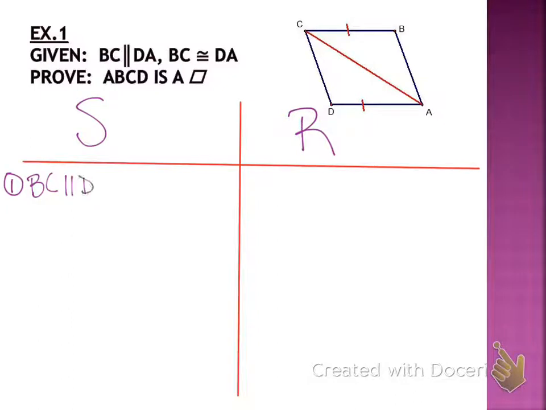Our first statement: BC is parallel to DA and BC is congruent to DA. How did we know that? That information was given to us. They marked the congruence on the diagram for us. They didn't put the parallel marks. We could add those. We don't have to, but there they are.